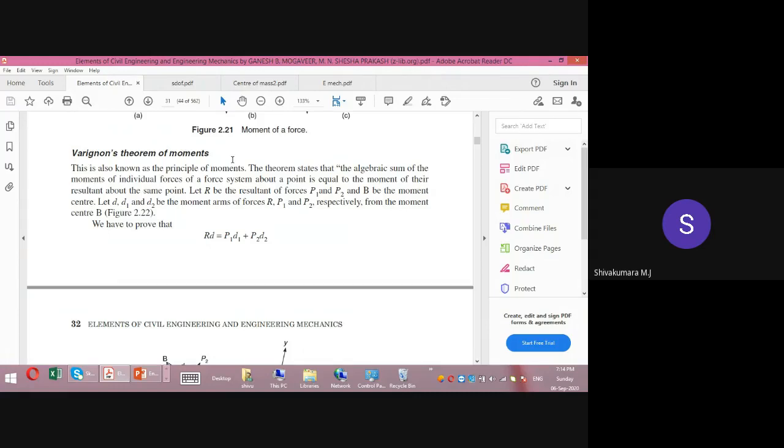So what it says is the algebraic sum of moments of individual forces of a force system about a point is equal to the moment of their resultant about the same point. For example, see this sketch.